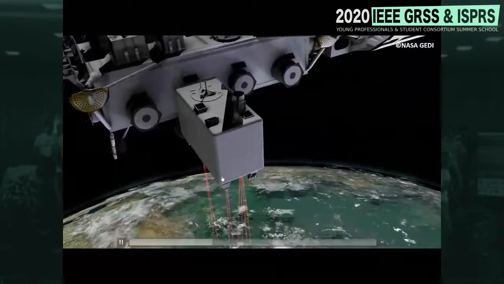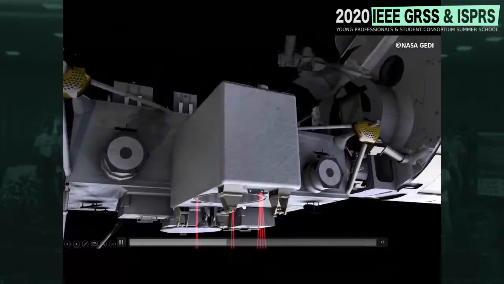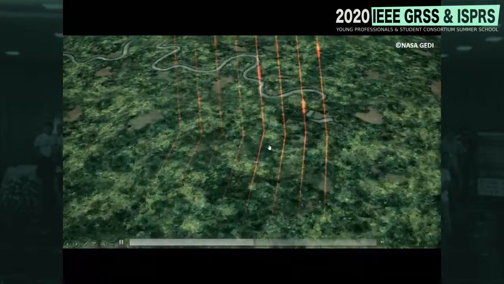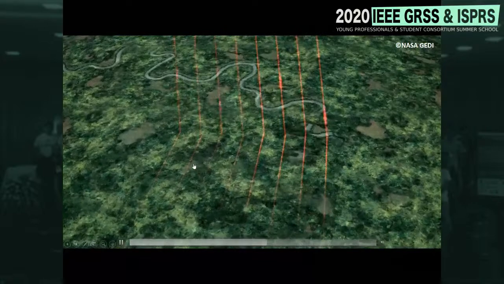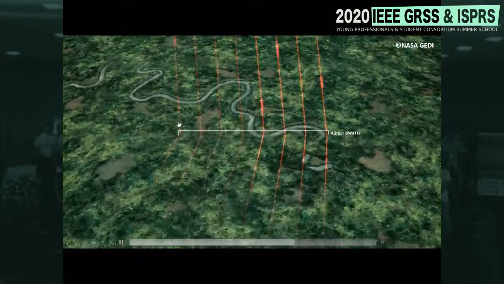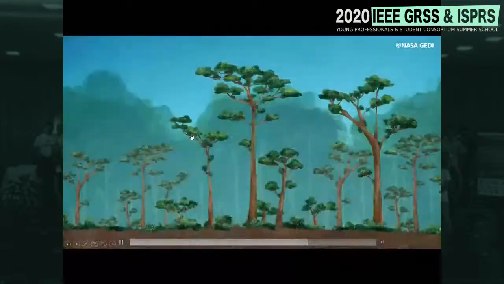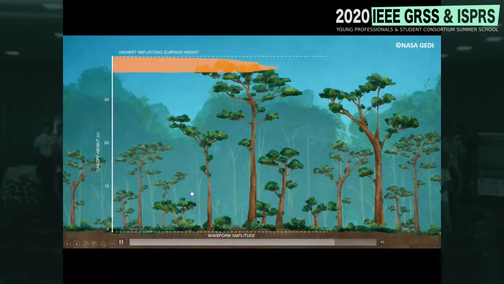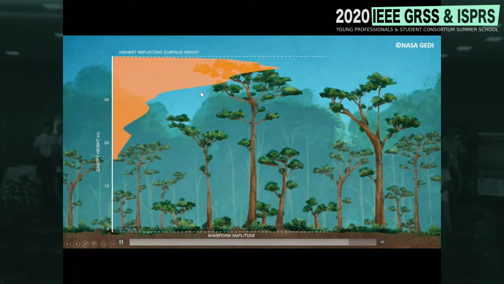Here is the laser. It has laser beams that shoot all the way down here, 8 different laser beams with a certain distance and a gap in between, and it scans along these tracks. Each pulse that is sent out, since it's a full waveform, usually gets more than 1,000 returns.